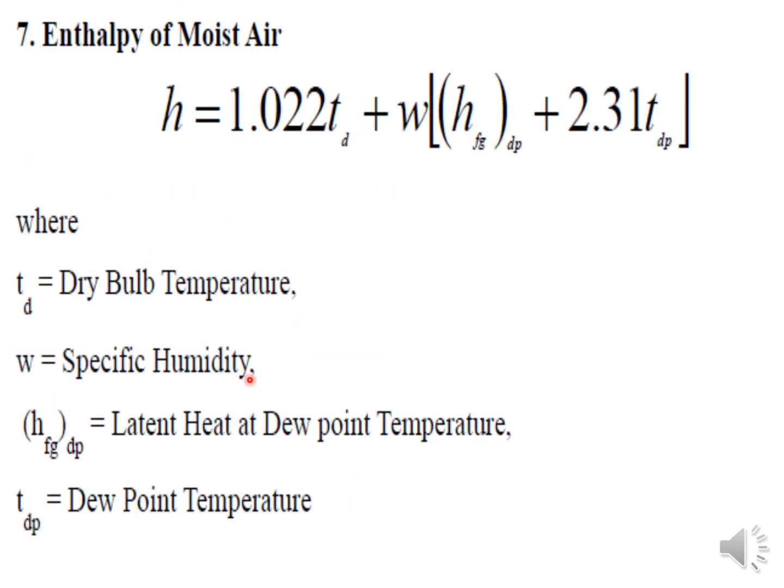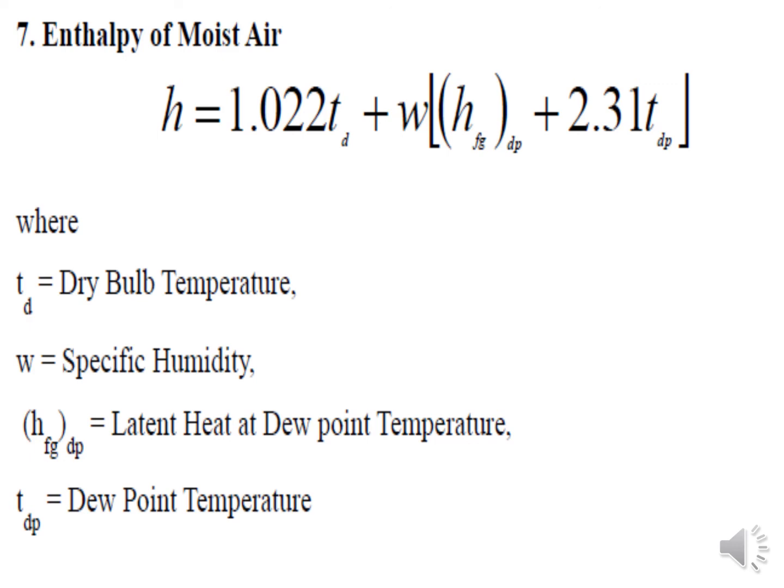Enthalpy of moist air: 1.022 into DBT, that is dry bulb temperature, plus specific humidity into hfg at dew point temperature. So at this temperature only you should take the hfg from the steam tables, plus 2.31 into the dew point temperature, that is TDP. So these last three formulas you need to remember for the calculation of numericals.